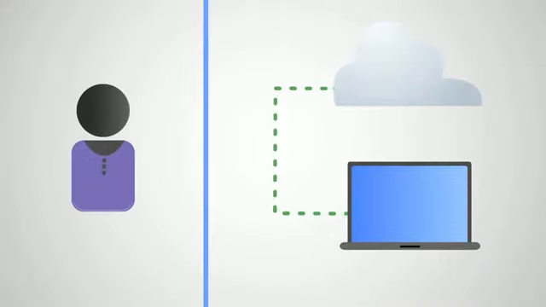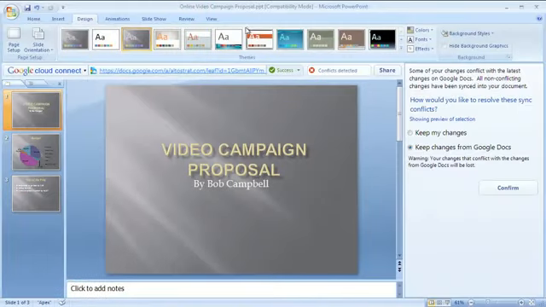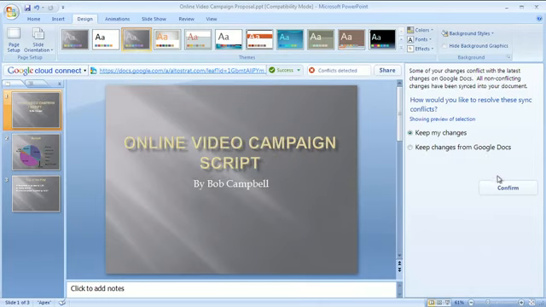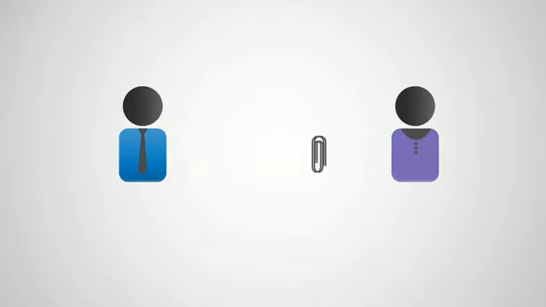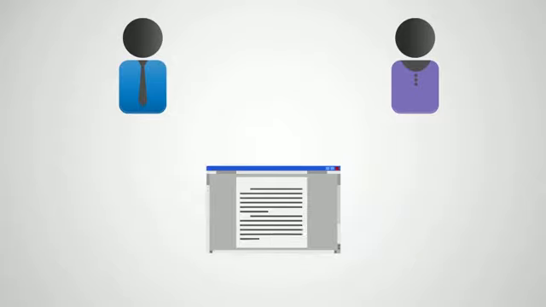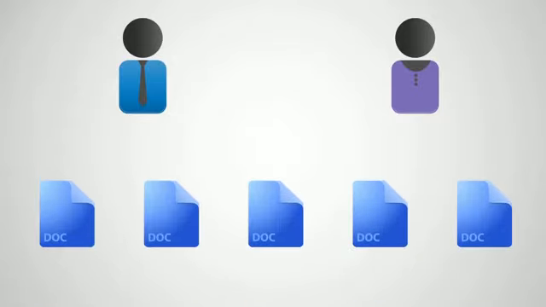Co-editing even works when Kim is offline, like on an airplane. Cloud Connect will sync edits the next time she connects to the web. Overlapping edits are no problem. If Bob and Kim both edit the same section at the same time, it's easy to choose whose edits to keep. Cloud Connect saves Bob and Kim the hassle of sending attachments back and forth, reconciling each other's edits, and keeping track of which file is the current version.